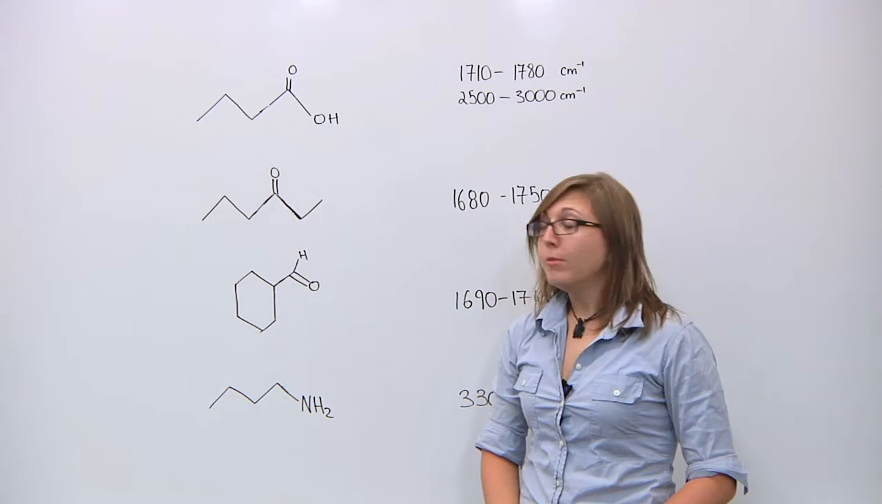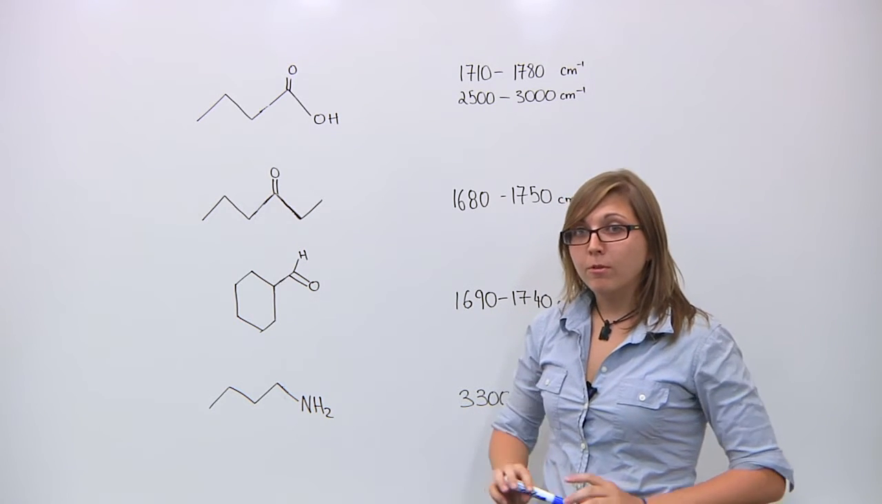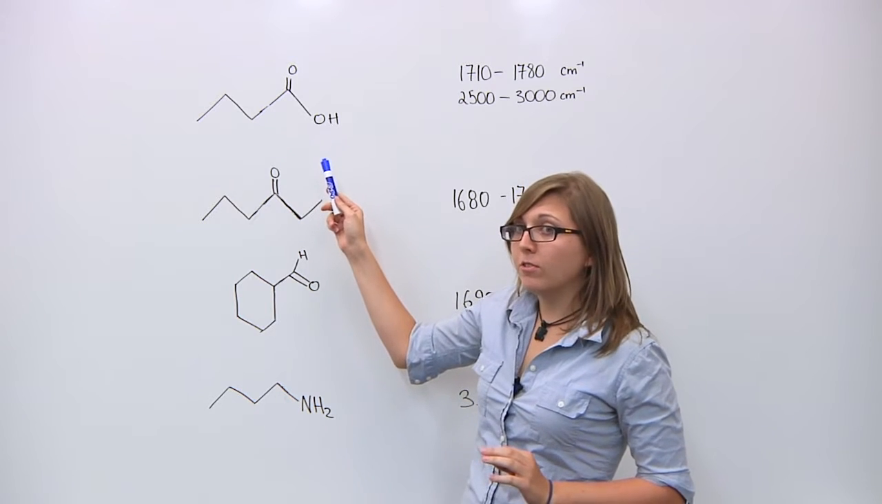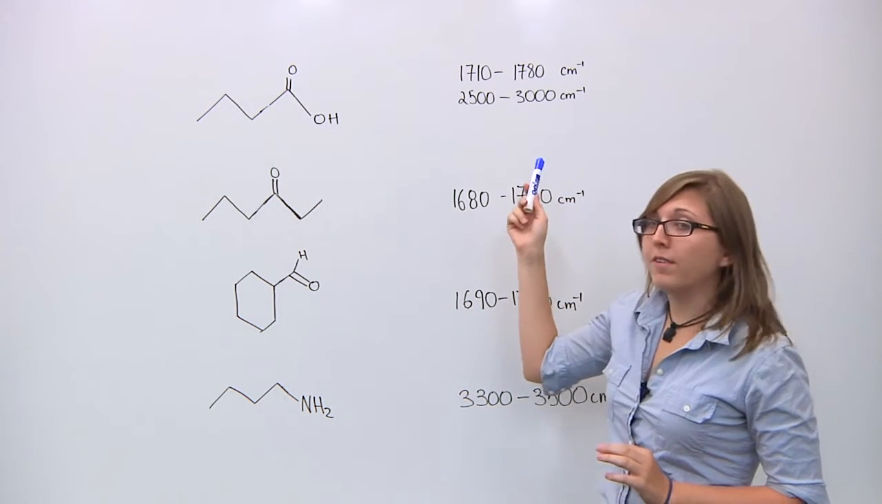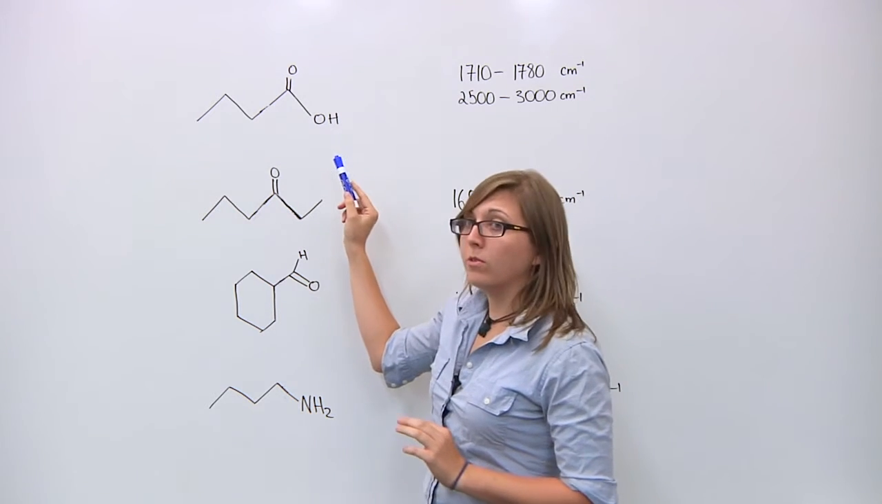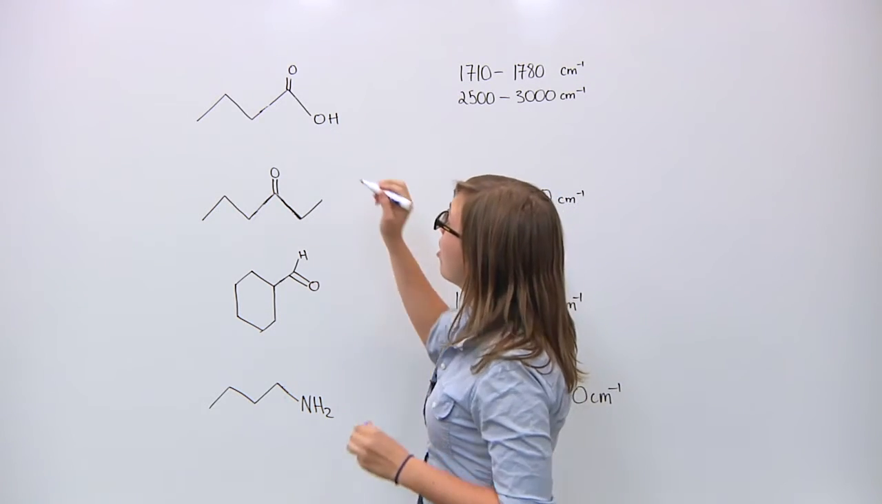In this tutorial, we will be discussing IR frequencies. We will be examining a molecule, identifying the functional group, and identifying the frequency that matches that functional group. In this molecule, we can identify a carboxylic acid.